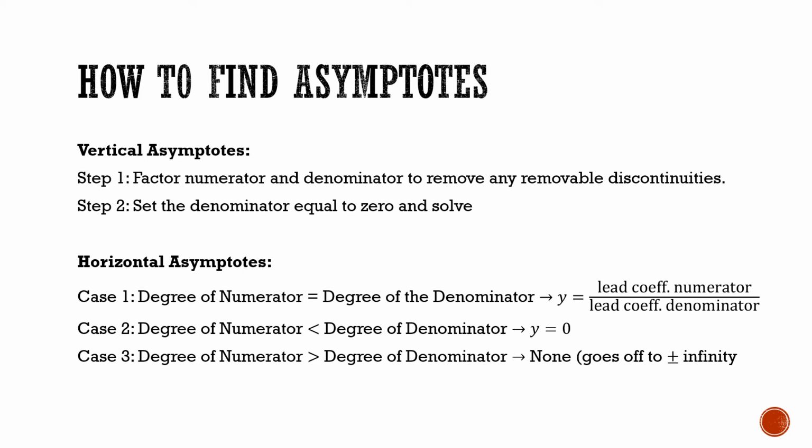Don't forget, you can have what we call a slant asymptote if the degree of the numerator is 1 more than the degree of the denominator. All right.